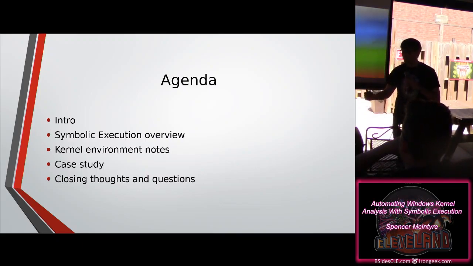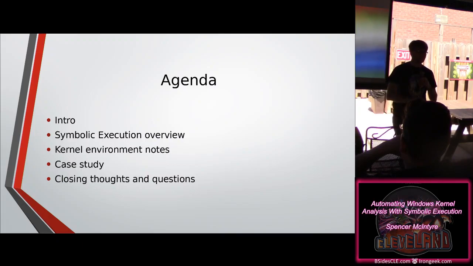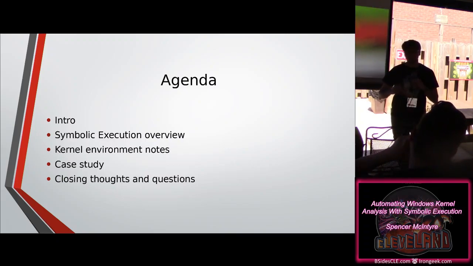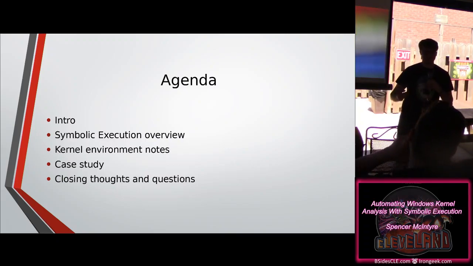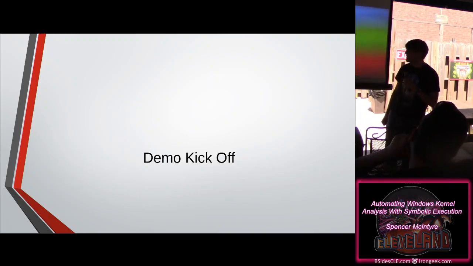So we're going to talk about kernel execution, then we're going to talk about the kernel environment notes. We can go over briefly what the kernel environment is, how it's different from userland, and in particular how this relates to our symbolic execution utilizing angr. Then we're going to wrap up with our case study and do some closing thoughts, which I kind of already gave away.